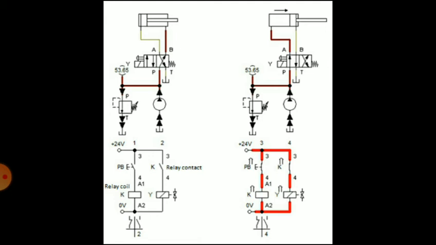Then there is PB, which means push button. Below that there is a box, that is the relay coil K. Then in the second line, that is 2 3, there is a relay switch which will energize the solenoid valve Y. So this is an indirect control of the hydraulic circuit.